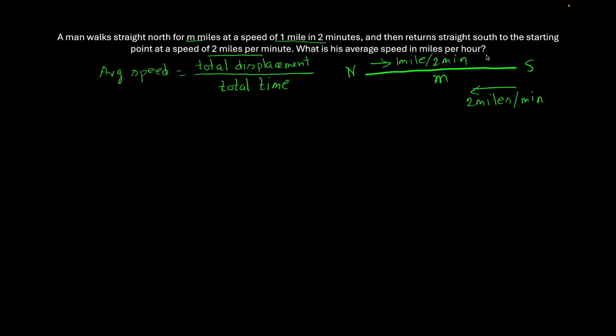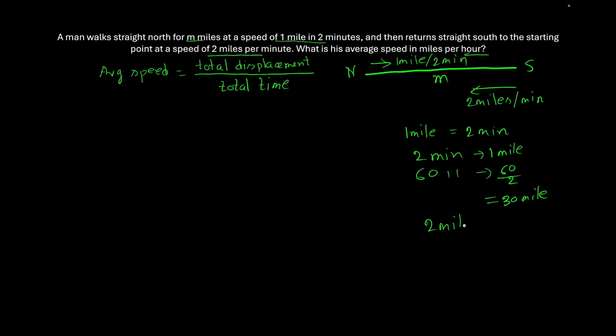Now we need to find this average speed in hours, and we are given minutes, so we need to convert this. So he passed 1 mile in 2 minutes. In other words, 1 mile in 2 minutes, then in 60 minutes it will be 60 by 2, which is equal to 30 miles. And when coming from south to north, it will be 2 miles per minute into 60 minutes, so it will be 120 miles per hour.